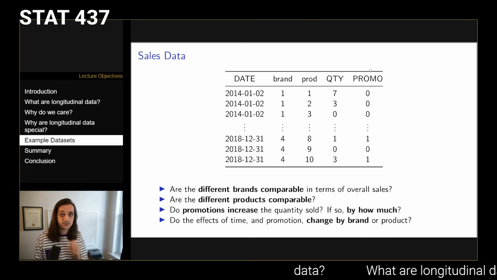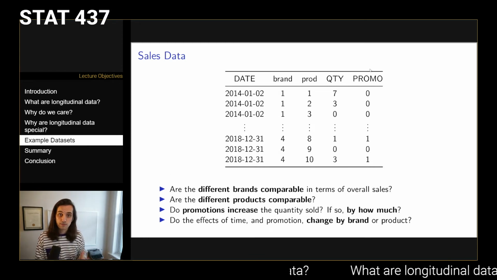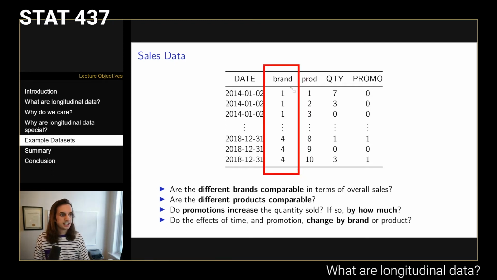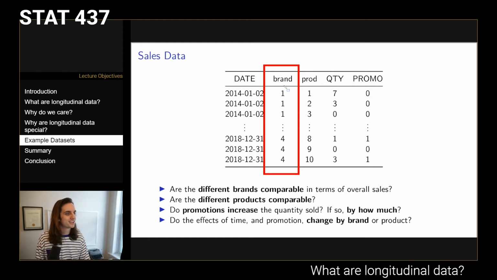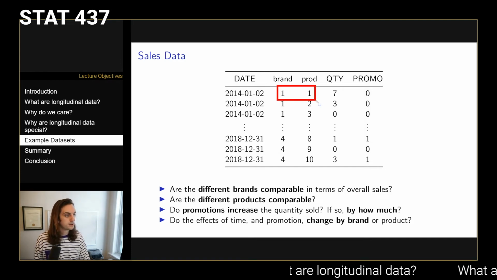And so I believe that this is sales data collected from grocery stores about pasta brands. And so you can see here we have this brand category, and the brands, there's 4 different brands. I'm not sure which brands they correspond to. But each of these brands has potentially several different products. And so you can see that each brand product combination is a unique entry.